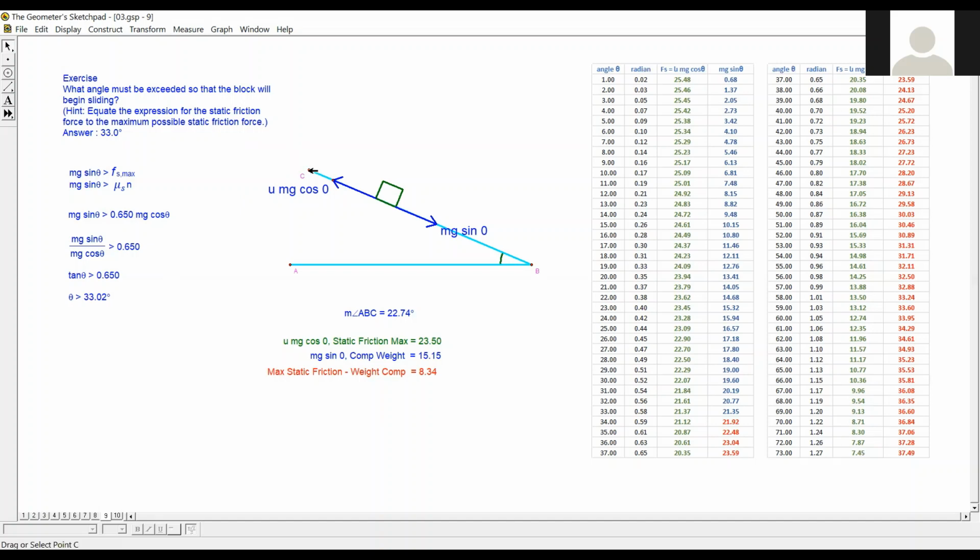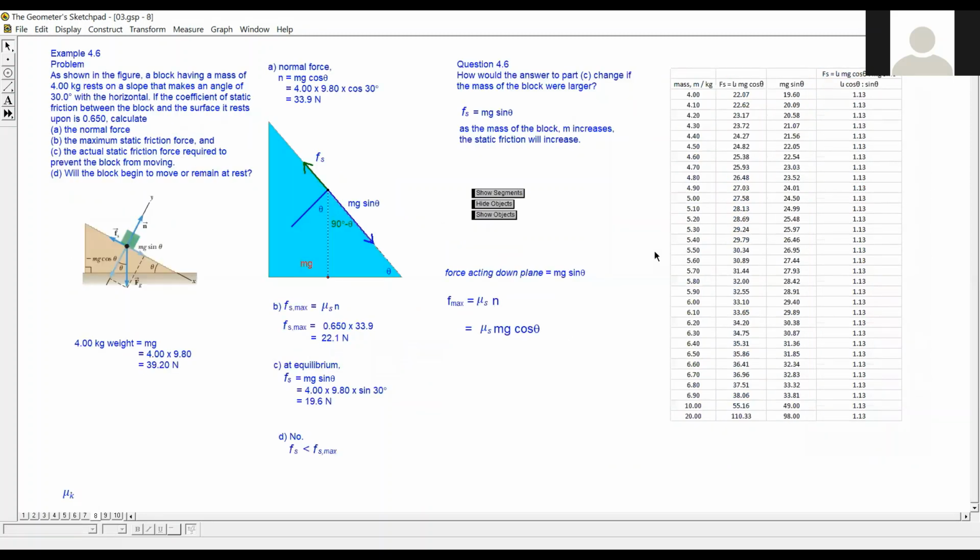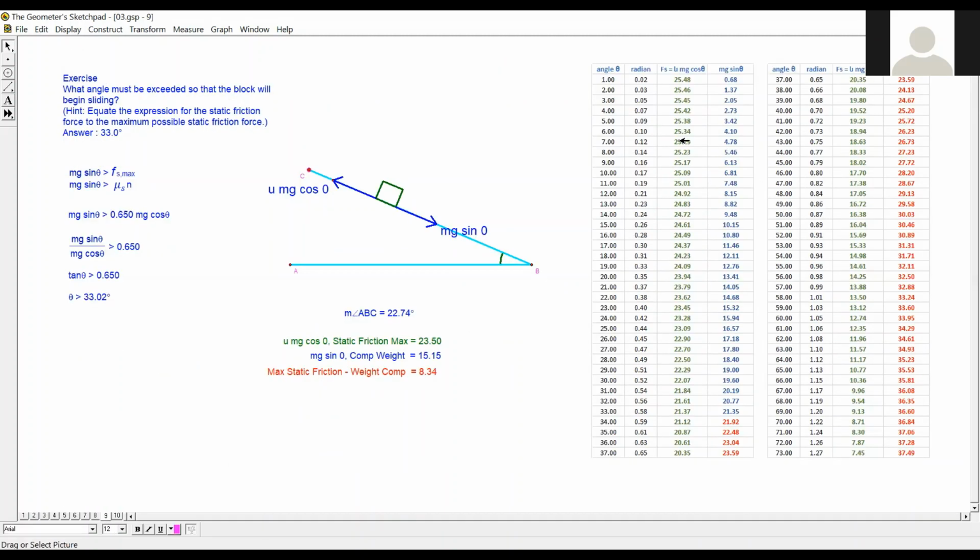So over here, you can either refer to the table similar to the one that I have created here. It's something like this. So the angle, let's say if it's 1 degree, 2 degrees, 3 degrees, until 37 degrees, until 73 degrees. As the angle increases from 1 degree until 37 degrees, I try to calculate the maximum static friction and also the component of the weight.